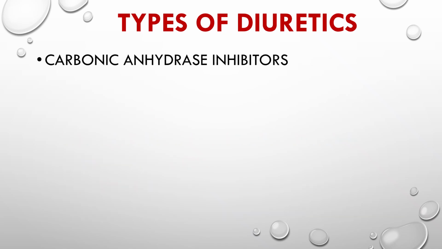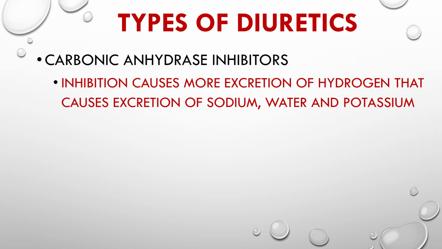So some of those types, we have what are called carbonic anhydrase inhibitors. So these inhibit an enzyme, that anhydrase. So inhibition causes more excretion of hydrogen, which is going to cause more excretion of sodium, which then causes more water to go. So as more molecules are released in the urine, water goes with those to help dilute them.